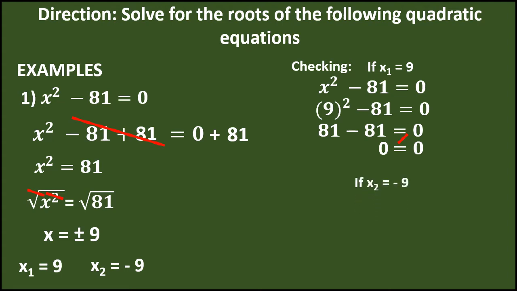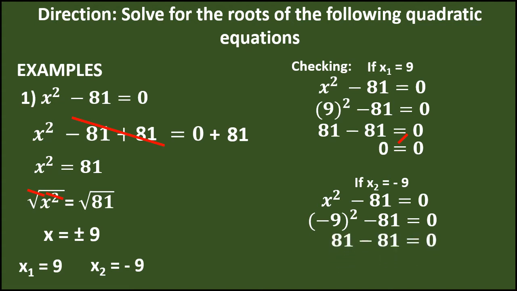Let us check. Let us substitute negative 9 into the equation x squared minus 81 equals 0. It will become quantity negative 9 squared minus 81 equals 0. Negative 9 times negative 9 is positive 81, minus 81 will become 0. They are equal, meaning we are going to accept negative 9 as a root of the equation x squared minus 81 equals 0. So the answers are 9 and negative 9.